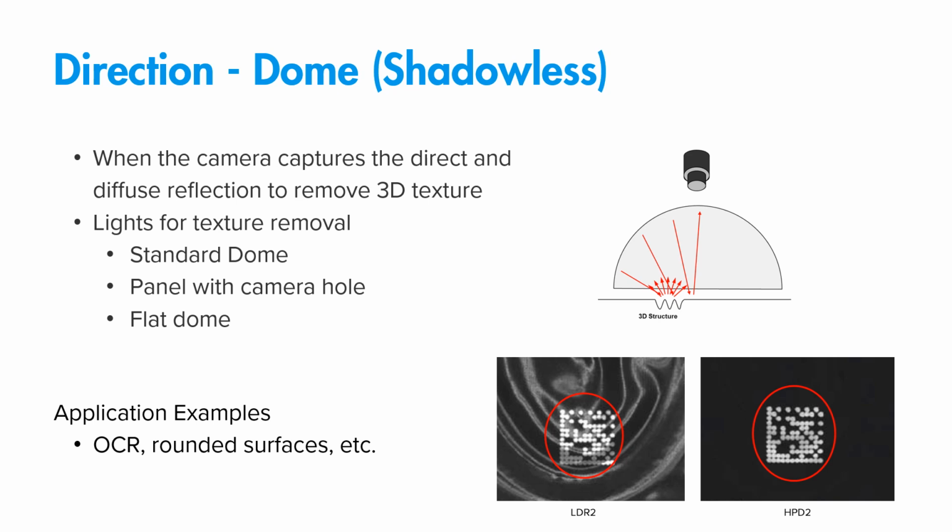And the lights that we want to have in our lab for this texture removal are standard dome lights, a panel light with a camera hole, and a flat dome light.